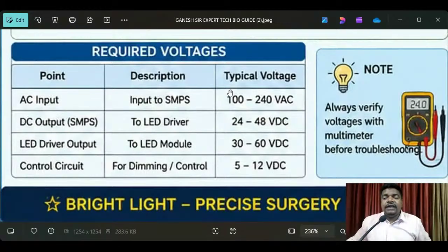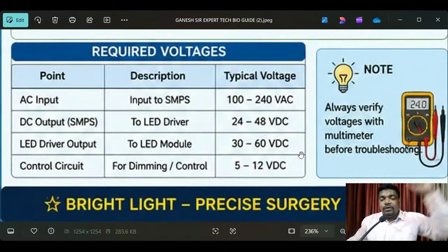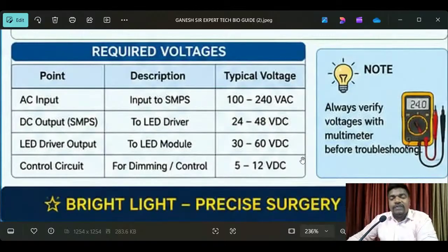Point, description, and typical voltage. These are needed because you have to take action based on specifications only. How much power is coming to that area, how can you find out? First of all, you have to collect which type of OT light it is, and you have to get the information by seeing the equipment, then catch all the information. That's why I'm giving all the information in one way. Definitely very useful in your life, right?